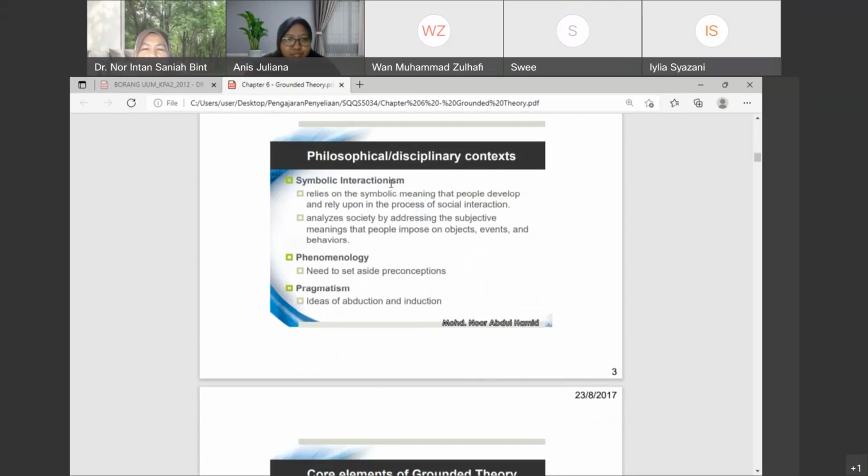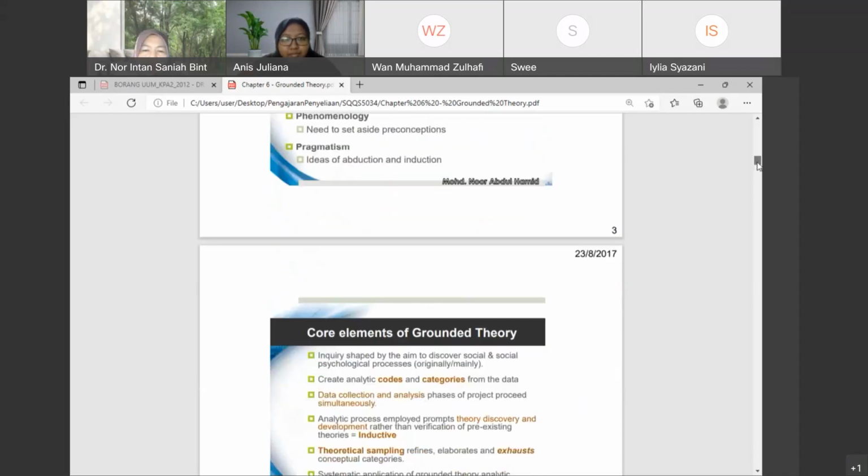Okay, so then analyze societies. Okay, subjectivity. This is all about subjectivity. So the different schools of thought will have different perceptions. Okay, and so on. Right. So these are the core elements of grounded theory.